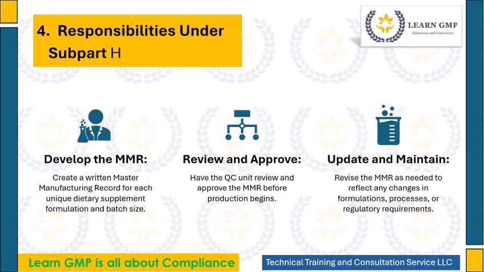Responsibilities under Subpart H. Develop the MMR. Create a written master manufacturing record for each unique dietary supplement formulation and batch size. Review and approve. Have the QC unit review and approve the MMR before production begins. Update and maintain. Revise the MMR as needed to reflect any changes in formulations, processes, or regulatory requirements.